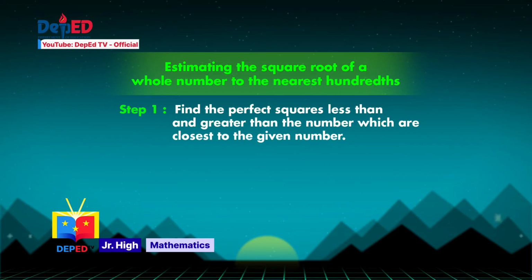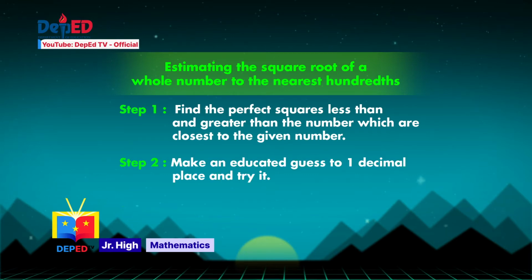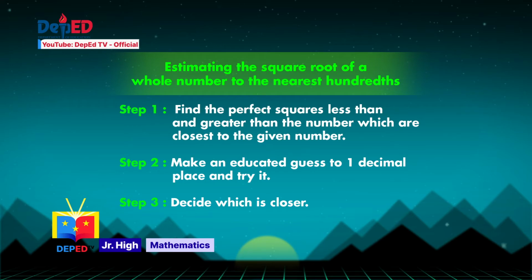Step 1. Find the perfect squares less than and greater than the number which are closest to the given number. Step 2. Make an educated guess to one decimal place and try it. Step 3. Decide which is closer. Let's take a look at these examples.